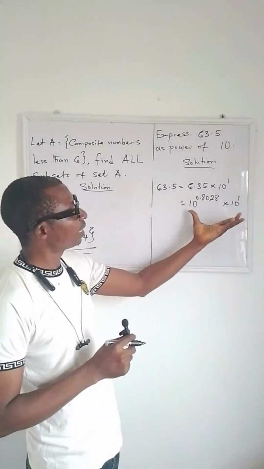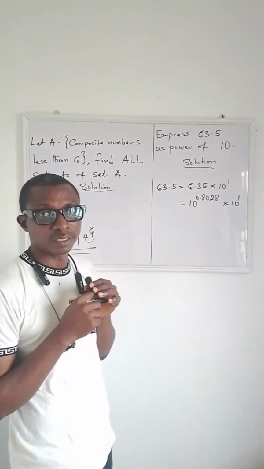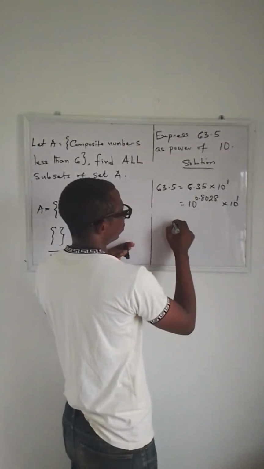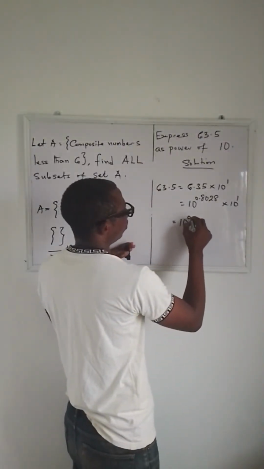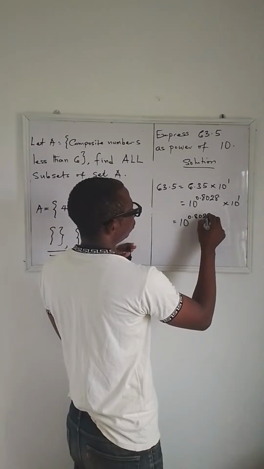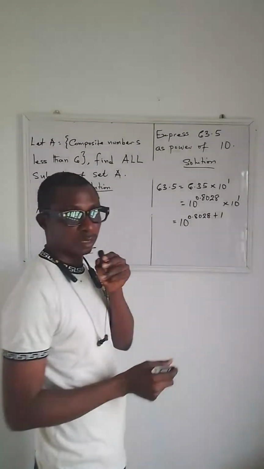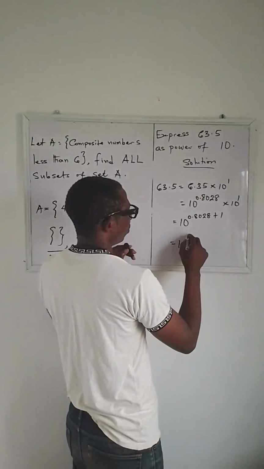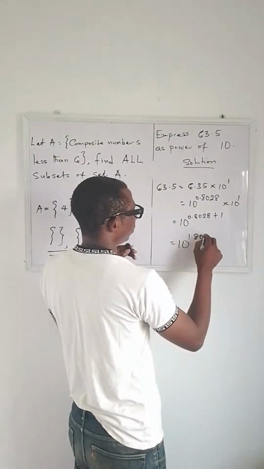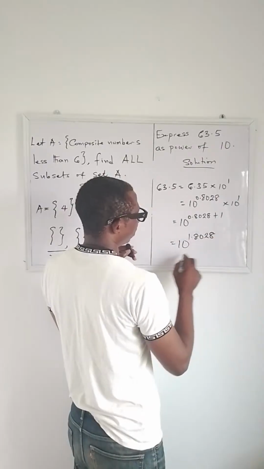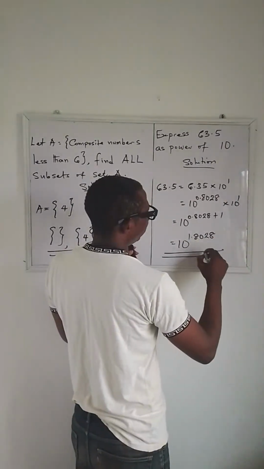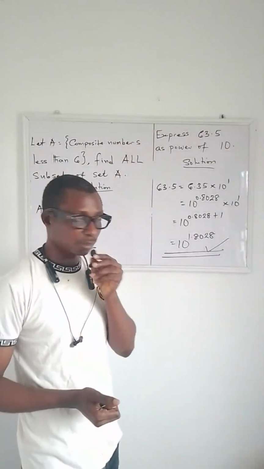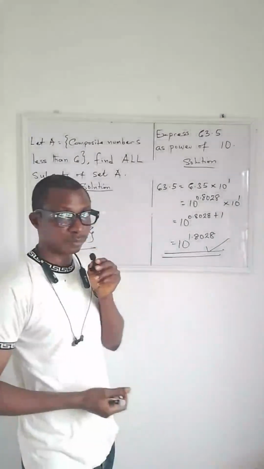The next thing now is to apply the law of indices. Since the bases are equal, you add the powers together. So we have 10 raised to the power of 0.8028 plus 1. When you add, you have 10 raised to the power of 1.8028. This is going to be the answer to that problem.